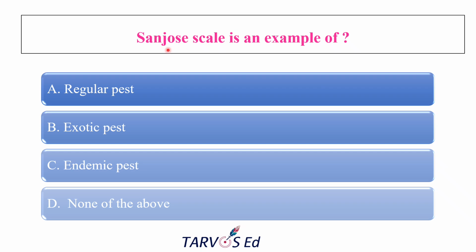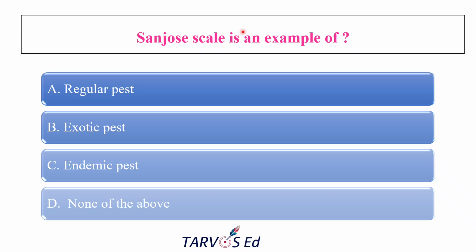And the next question is, San Jose scale is an example of. Options are regular pest, exotic pest, endemic pest, and none of the above. So San Jose scale is one of the major pests in apple. The scientific name of this pest is Quadraspidiotus perniciosus.